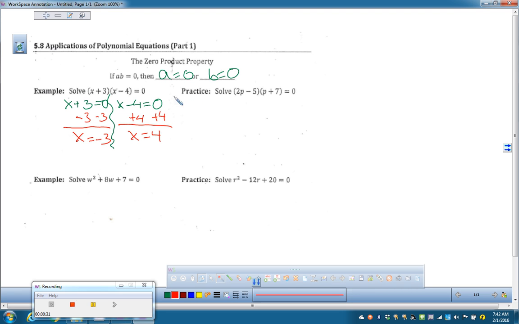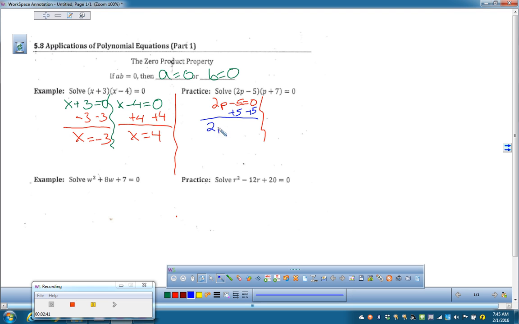Okay? So let's let you guys try to solve this one. So you're solving a system of p equals 2.5 and p equals negative 7. That's exactly right. Okay? So you go 2p minus 5 equals 0. If you want to do the steps, you add 5 to both sides. You should really do the steps on this one, okay? Which gives you 2p equals 5. Then divide by 2, divide by 2. P equals 5 over 2, which is equal to 2.5.